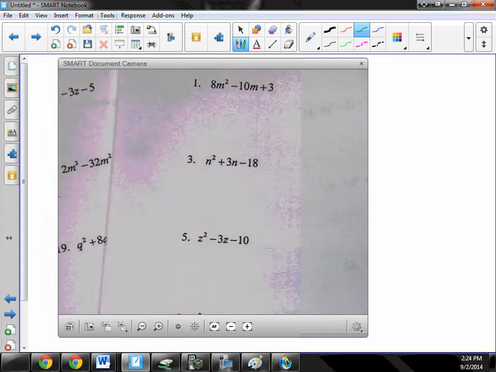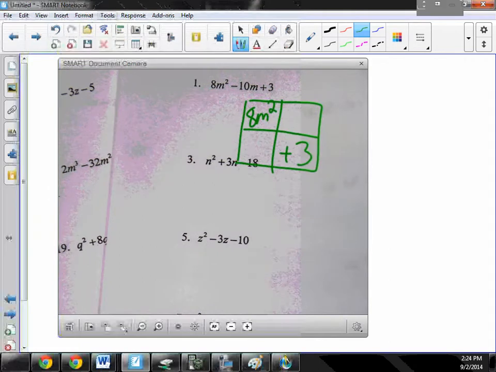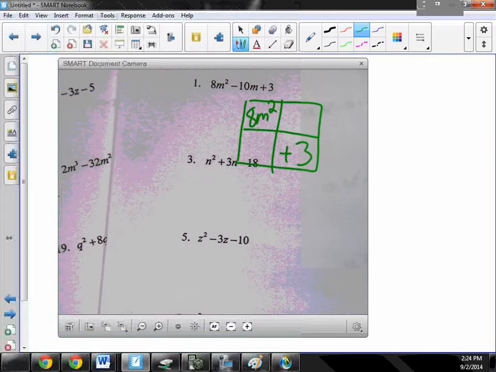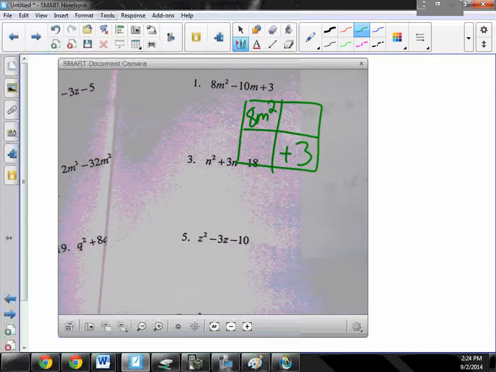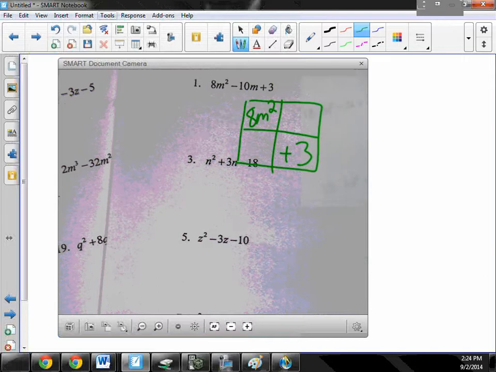That's a great question. When you build the box and you write 8m squared and plus 3, how do you know when you need to multiply those two together? What's the answer? When there's a leading coefficient, but really, you're always multiplying them together. So if you don't know when to do it and when not to do it, always multiply. And you'll see in a second how that works.